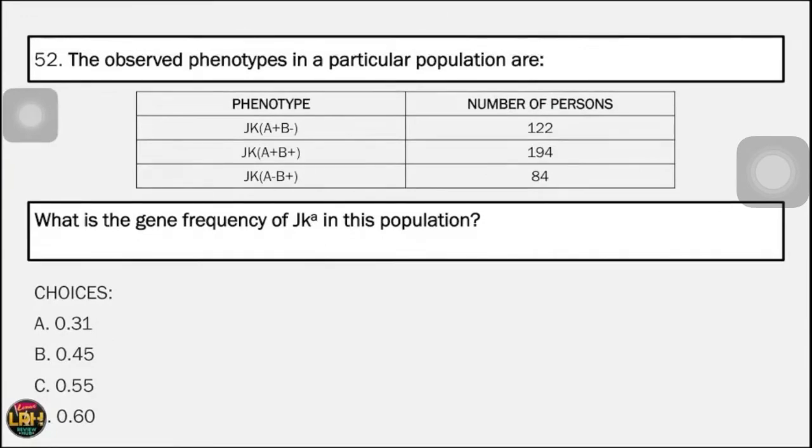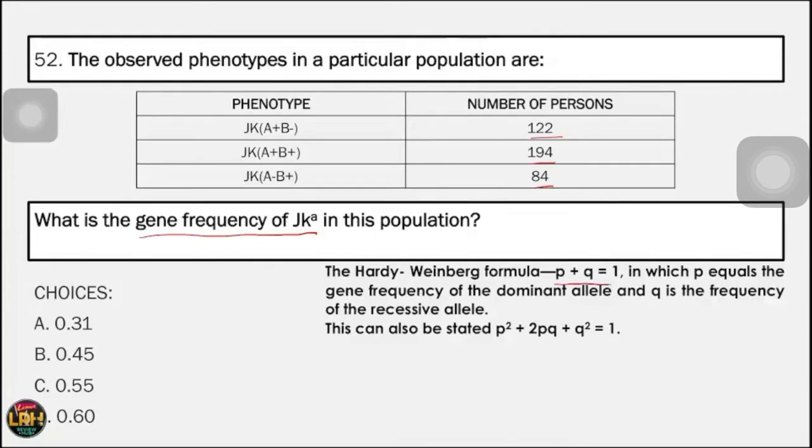So the observed phenotypes in a particular population are the following. We have a phenotype for Jka positive, Jkb negative of 122, Jka positive, Jkb positive 194, Jka negative, Jkb positive 84. So what is the gene frequency of the Jka in this population? In this question, we need to use the Hardy-Weinberg formula, which is p plus q equals 1, in which p indicates the gene frequency of the dominant allele, and q is the frequency of the recessive allele.